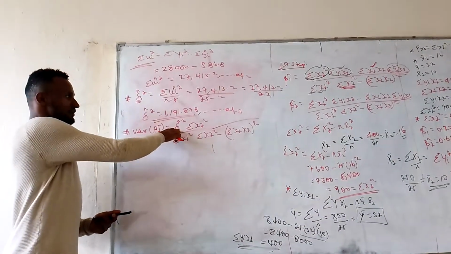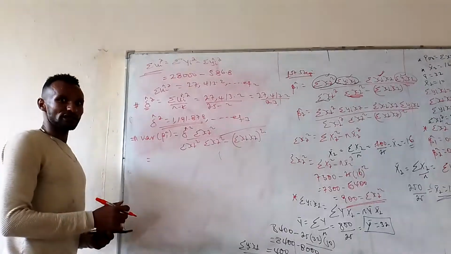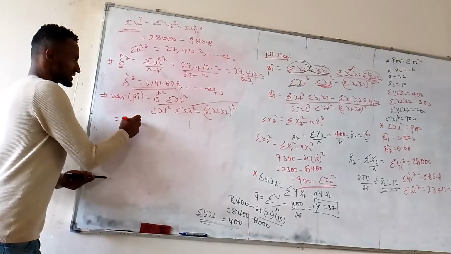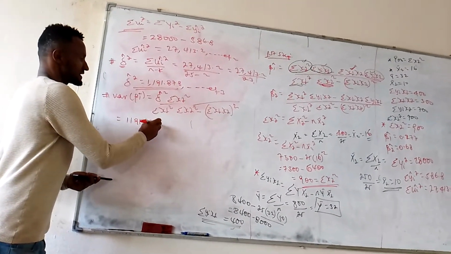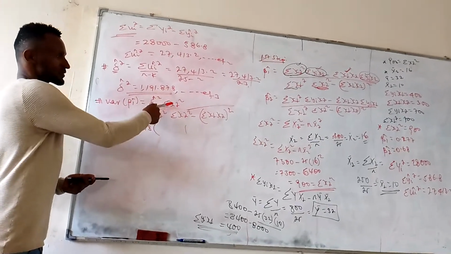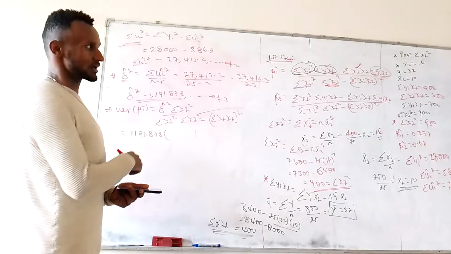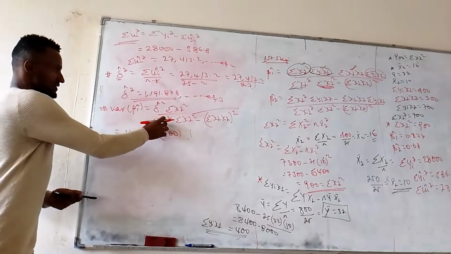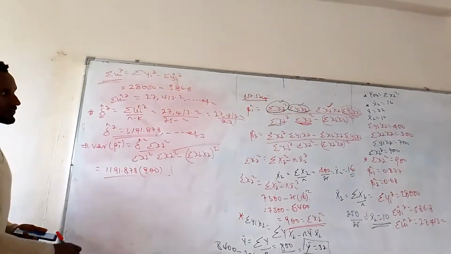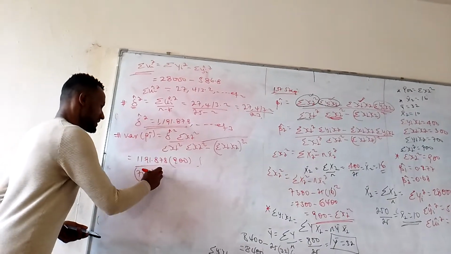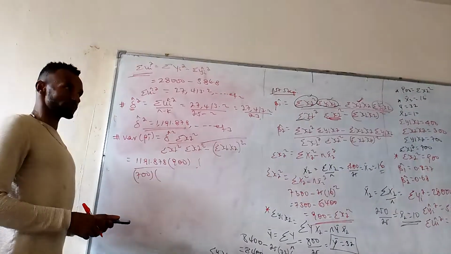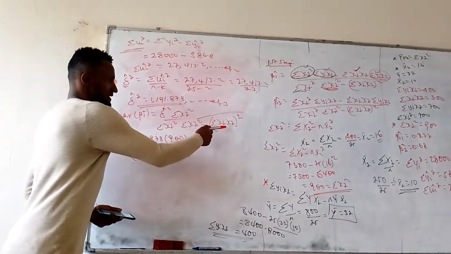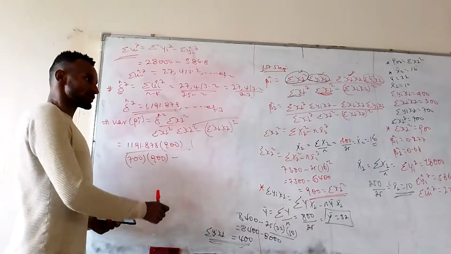Then our sigma value is this one. Simply what we have to do is substitute our values. So 1,191.878 times the summation of x2 the whole square, which is 900, divided by the summation of x1 the whole square, that is 700, times the summation of x2 square, 900, minus the summation of x1 x2, which is 300.